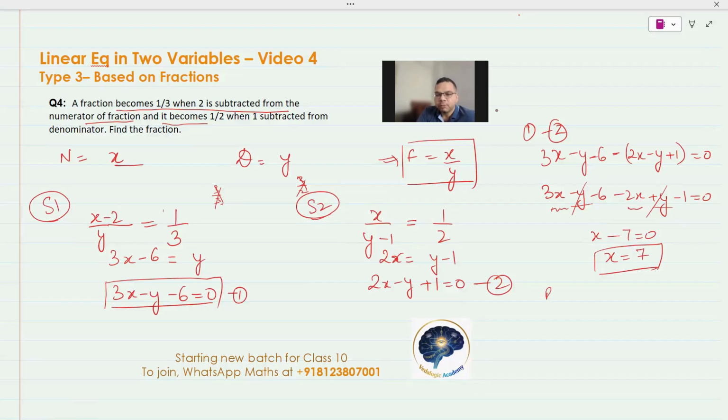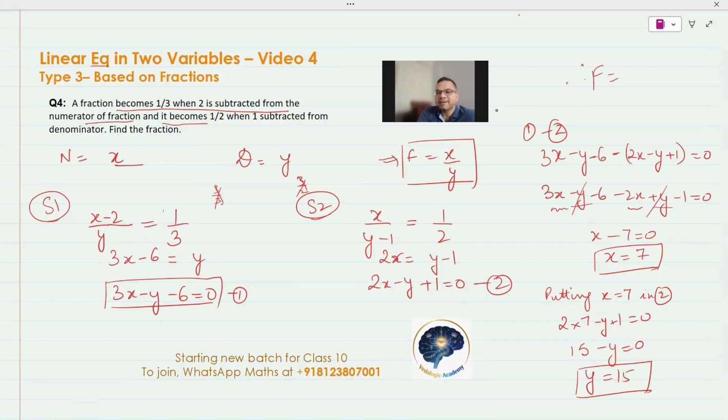Please write down these statements wherever you can so that it becomes clear for the teacher who is checking what you have done. Putting x equals 7 in the second, it becomes 2 into 7 minus y plus 1 equals 0. So 2 times 7 is 14, 14 plus 1 is 15, and 15 minus y equals 0, and therefore y equals 15. So the fraction is x upon y, that means 7 upon 15.